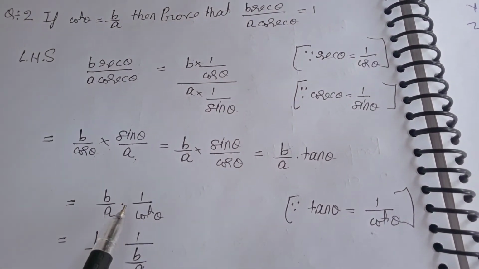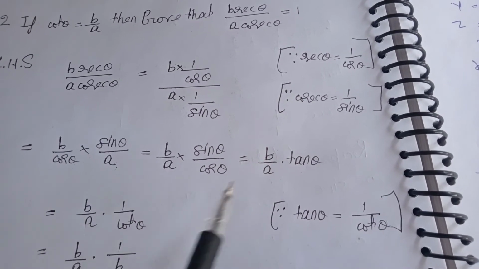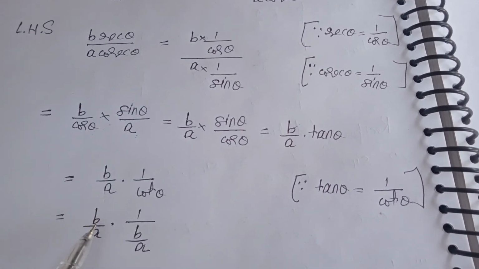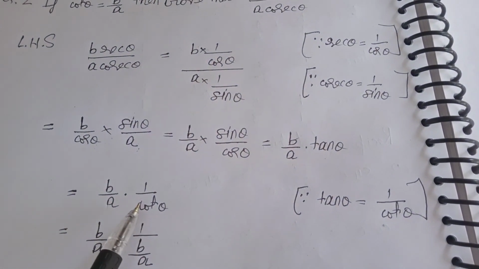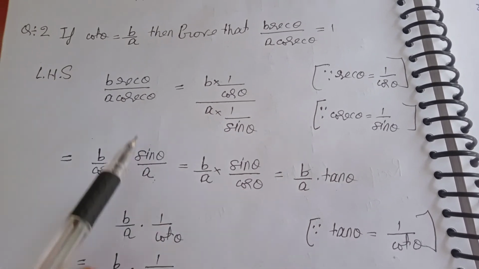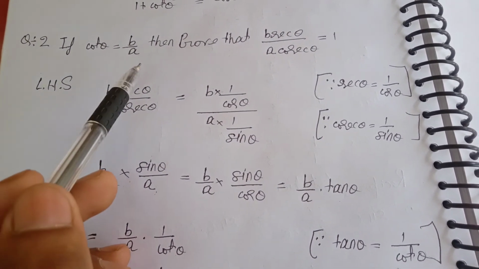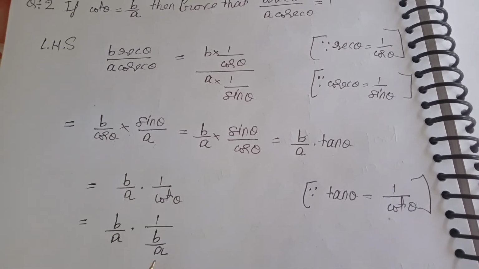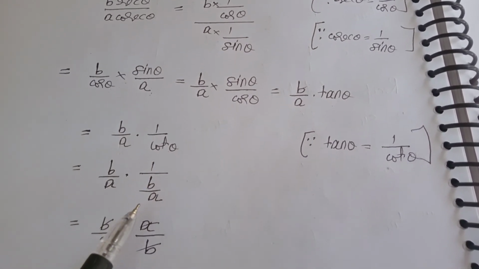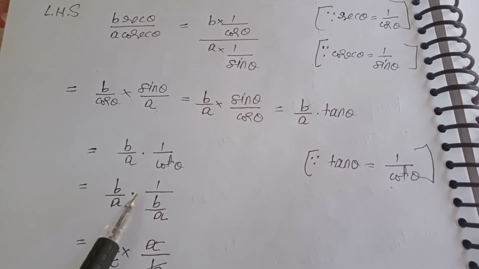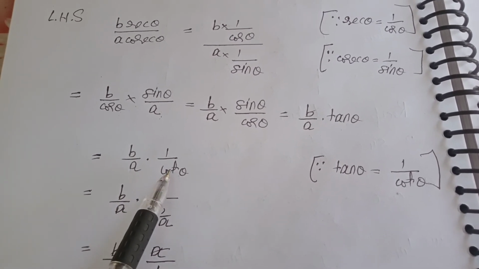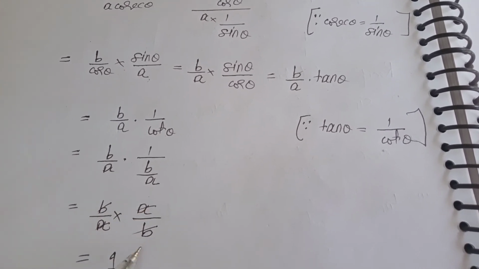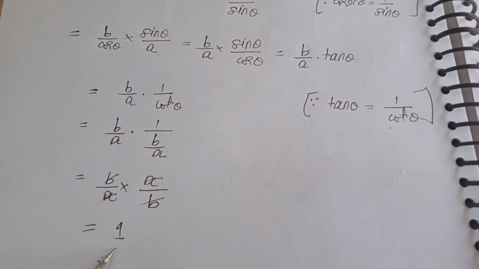So b upon a into tan theta, and we can write tan theta equals 1 by cot theta. So b by a into 1 upon the value of cot theta. Since cot theta equals b by a is given already, we put the value: b by a into 1 upon b by a, that is b by a into a upon b, which equals 1.